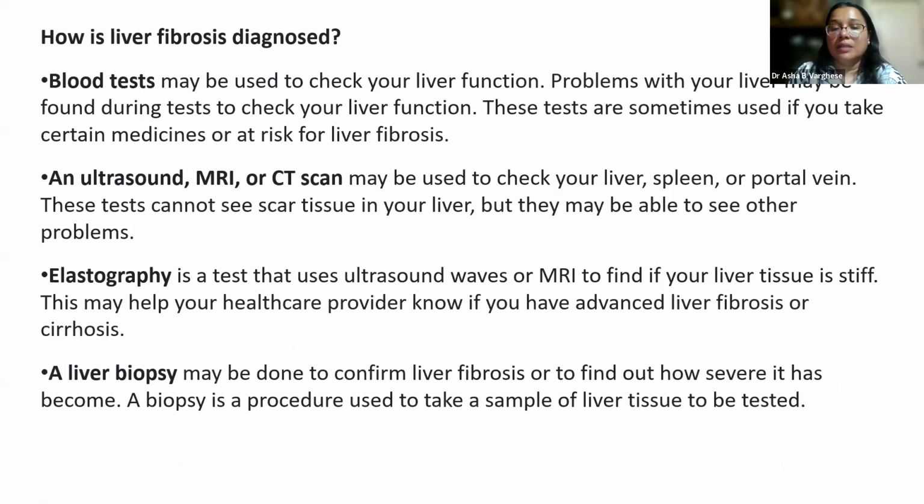Okay, this is the important part. Fibrosis, I think everybody knows. We will look at the investigation part. There are a few blood tests that can be done. I'll be explaining about the blood tests again later. And ultrasonography, MRI, CT scan to check your liver, spleen, portal vein. These tests cannot see scar tissue in a liver, but they'll be able to see other problems related to this, how well they are functioning, etc.